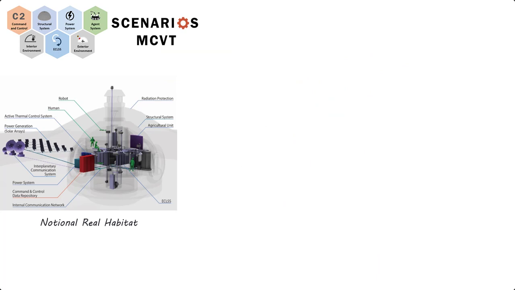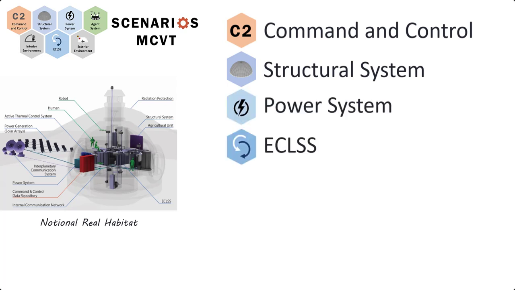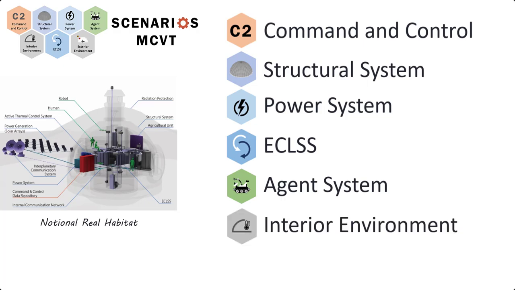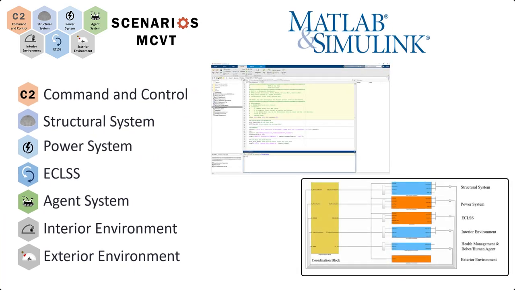The conceptual space habitat was mapped into defining functional requirements and broken down for subsystem modeling. At its current stage, MCVT consists of 7 subsystems: command and control or health management system, a structural system, power system, ECLS, agent system, interior environment, and exterior environment. MCVT is written in the programming language and numeric computing environment MATLAB, and the MCVT subsystem models are also built on MATLAB's graphical programming environment, Simulink.